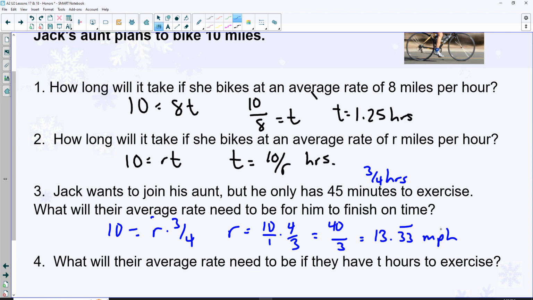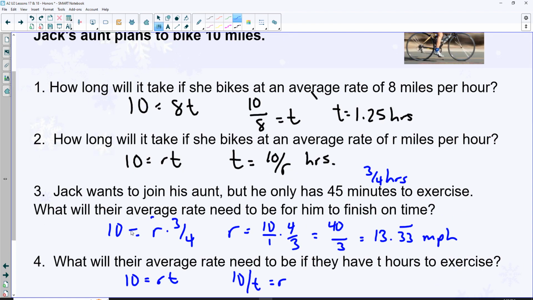Okay. What will their average rate be if they have T hours to exercise? Well, let's go back. It's kind of the same as before, right? You have 10 equals RT, because again, that 10 miles is pretty consistent. But what will their average rate need to be? So we're solving for R in this case. We just divide by T. So 10 divided by T equals R. So you get the same equation, essentially, that you did for number 2, but just divide by T instead of divide by R. So the two are very well linked.